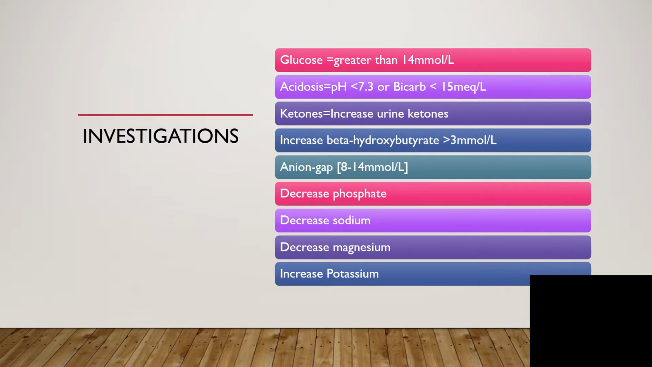When we check the ketones in the urine, it's going to be high, so ketonuria. In centers where beta-hydroxybutyrate can be assayed, that is a plus, because an increased level of beta-hydroxybutyrate greater than 3 millimoles per liter is likely going to happen here. And you check the anion gap, normal range is 8 to 14 millimoles per liter. Check your phosphate, that's likely going to be lower. Check the sodium, that's likely to be down. Check magnesium, that's likely going to be low.